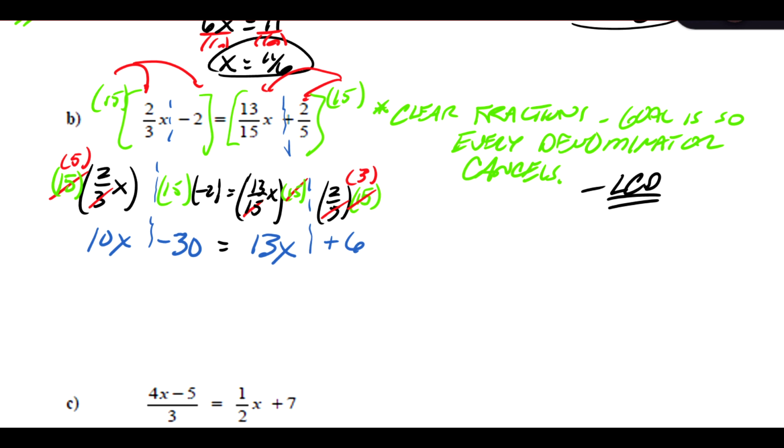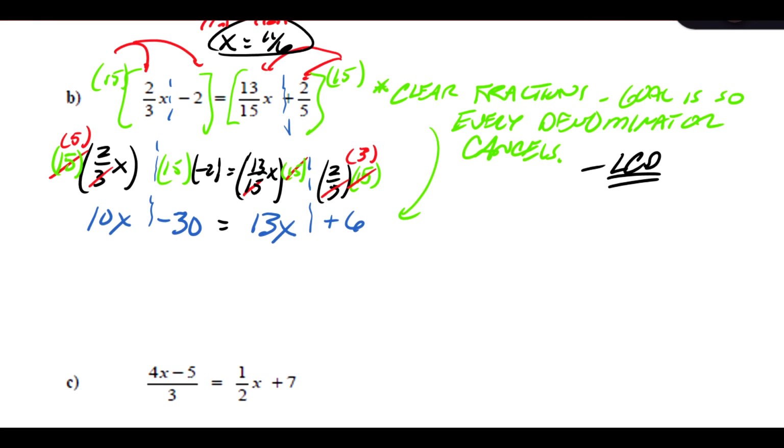So our fractions are cleared, and now we can start solving. So maybe this one, isolate the variable term. I'll attach a negative 10x to both sides. That would give me a 3x on the right. So that means to isolate the 3x, I want to get rid of this positive 6. So I'll attach a negative 6 to zero that out. And I get, on the left side, negative 36.